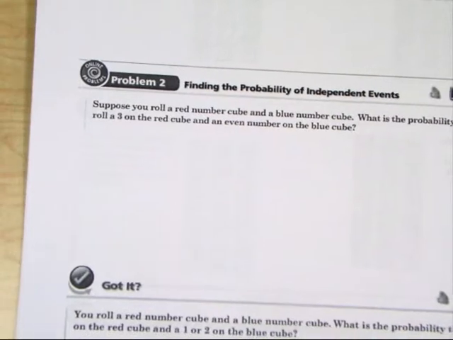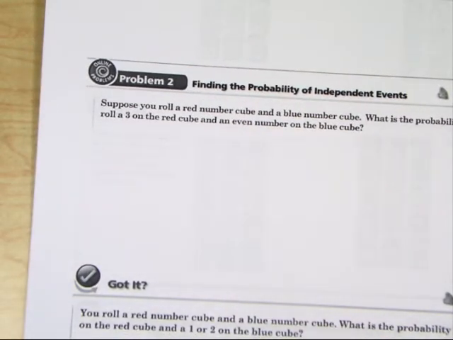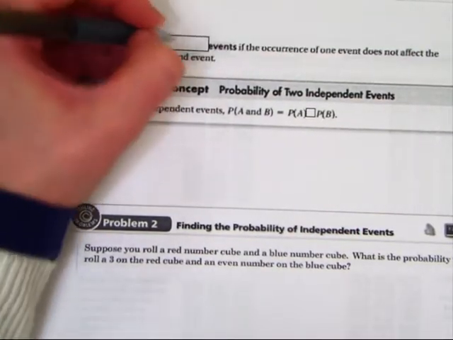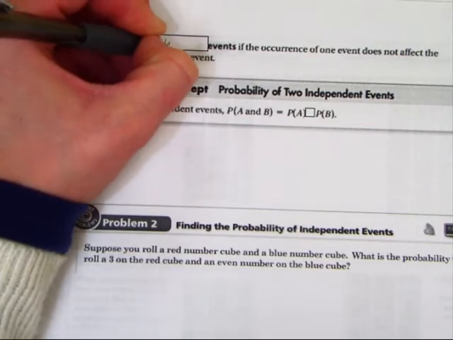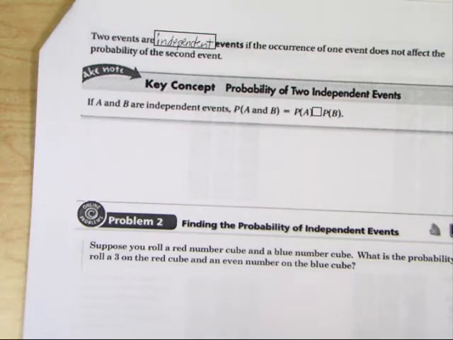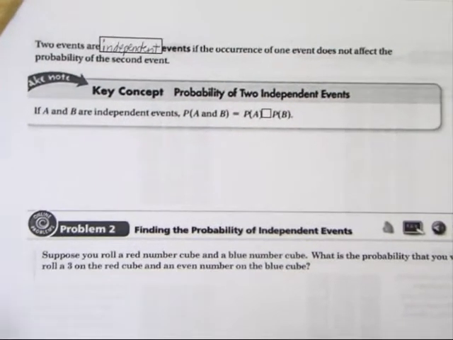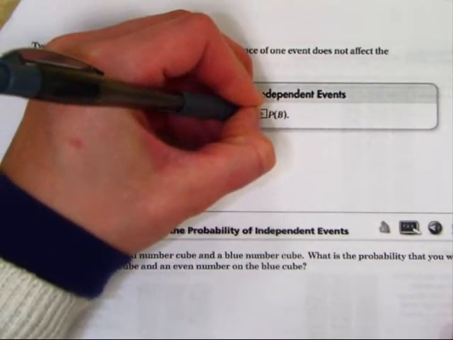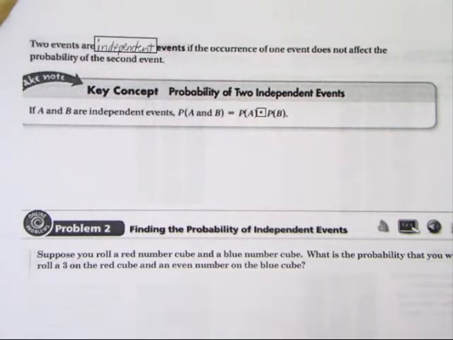We're going to talk about now independent events. Two events are independent events, independent, E-N-T at the end, not A-N-T, if the occurrence of one item doesn't affect at all the probability of the second event. So when they don't relate, like you're not saying they're both on the same number cube, when they have nothing to do with one another, we multiply our options of independent events.